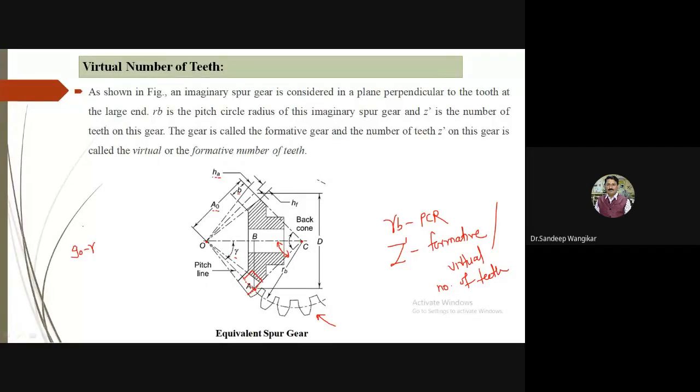So I request you to put the heading as virtual number of teeth, and let us go for deriving the relation between actual and virtual number of teeth. As in helical gear, we had Z dash equal to Z divided by cos cube psi, where psi is the helix angle. Let us see here what equation arrives.